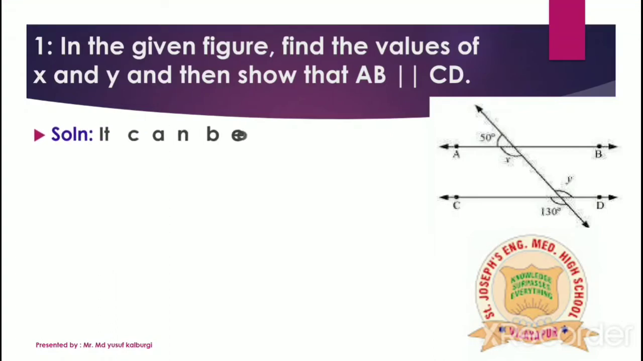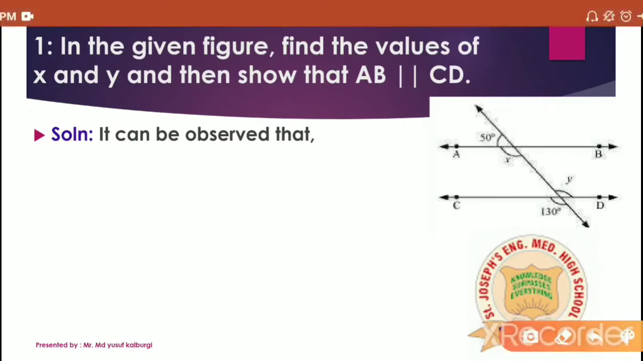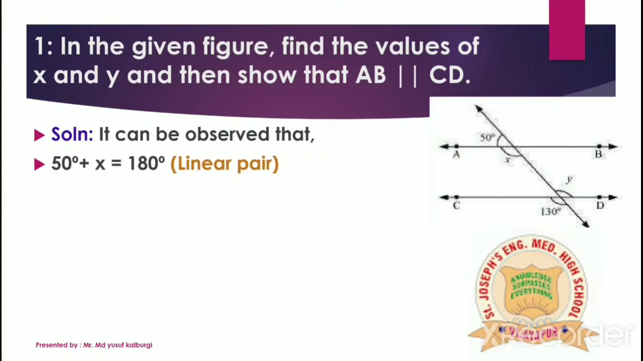Now it can be observed, see, just to see this angle 50 plus angle x, whether they are forming a linear pair. We know that whenever a ray is standing on a line, then the adjacent angles are always equal to 180 degrees. We have studied it. Now here also 50 plus x should be equal to 180 degrees because they are standing on a line. So let us write that one. 50 plus x is equal to 180 degrees. Why? Linear pair, it is standing on a line.